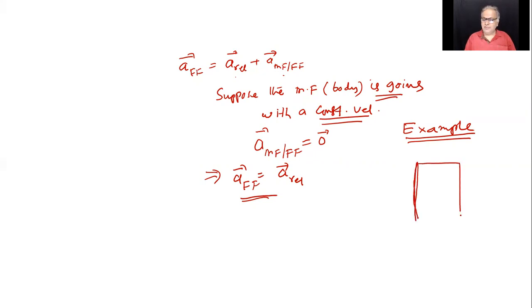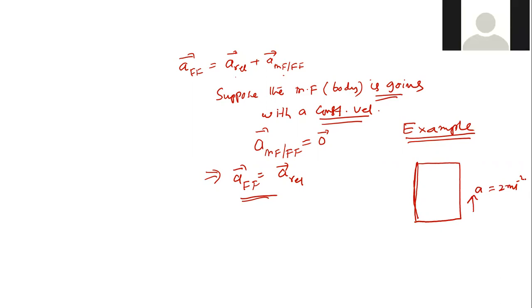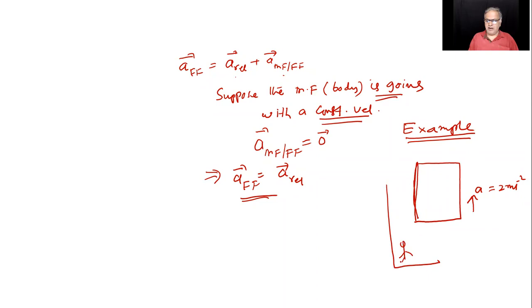This lift is going up with an acceleration of a equals 2 meters per second square, I'll say. But immediately you should ask me, sir, with respect to whom is this acceleration? With respect to whom? Ground frame. Yes. You are watching the lift standing on the ground there. So you will say that the lift is going with 2 meters per second square. Okay.